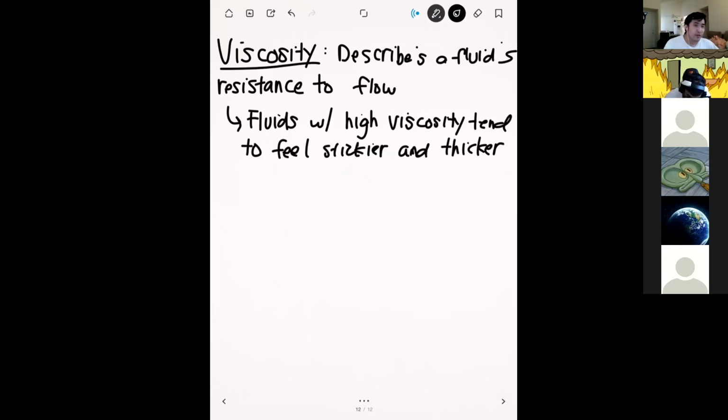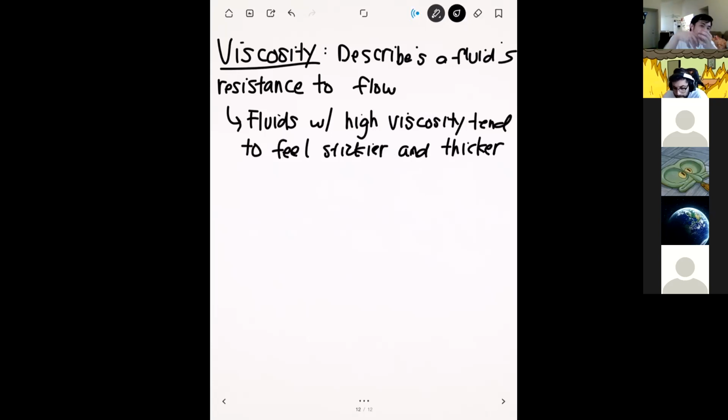So if you ran your hand through a tub of honey, it's going to feel really sticky and thick, because the honey is basically resisting the motion of your hand through itself, right? And when you take your hand out, the honey really sticks to your skin.